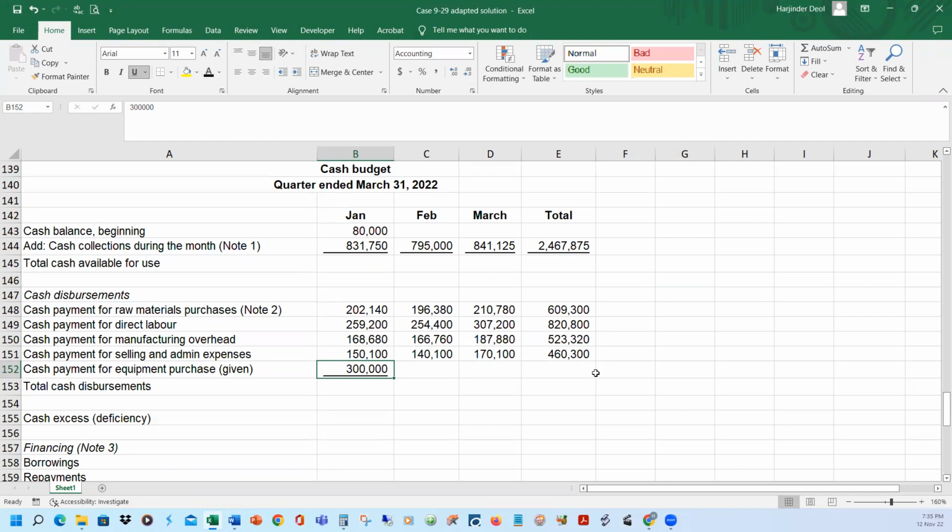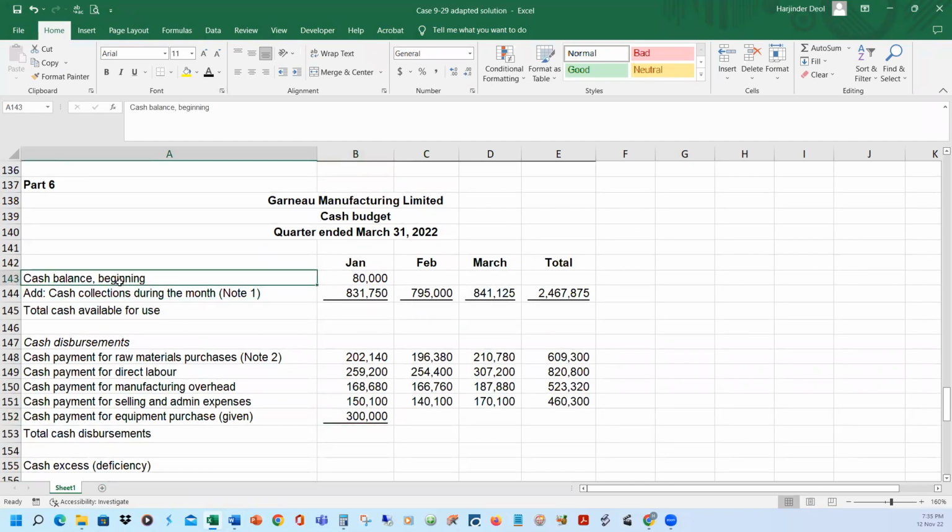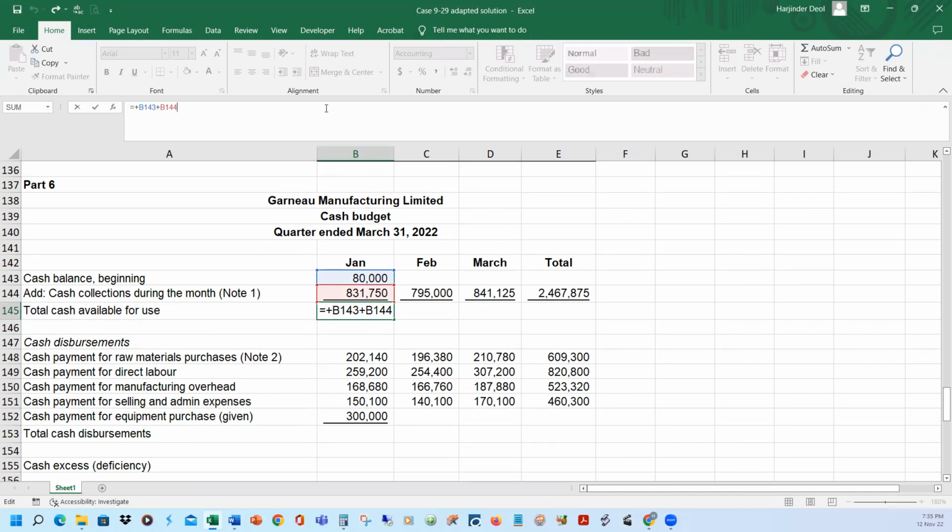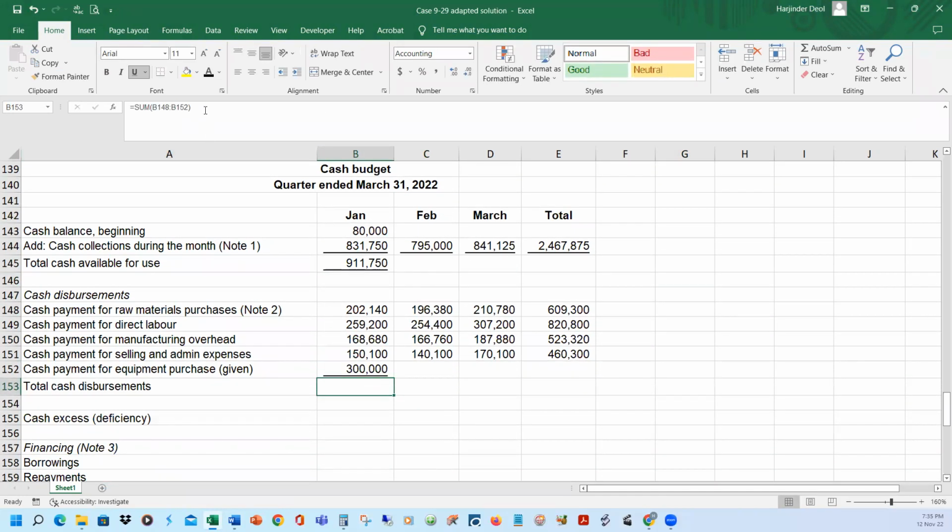So for the month of January, then, we would begin with $80,000 of cash on hand, and we expect to collect $831,050. It's going to give us total cash available of $911,750. So sum of beginning balance plus the cash collections. Now, if we look at our cash disbursements, disbursements is just a fancy word for cash payments. Cash payments in January will add up to over $1 million.